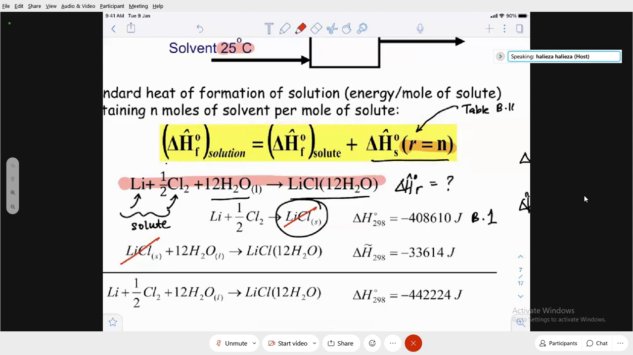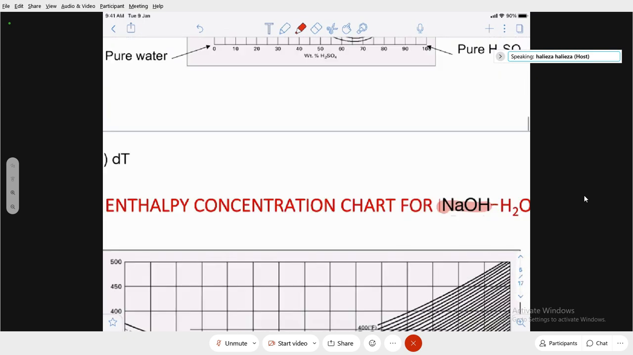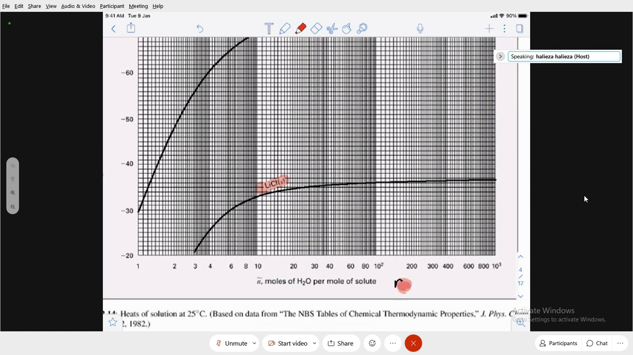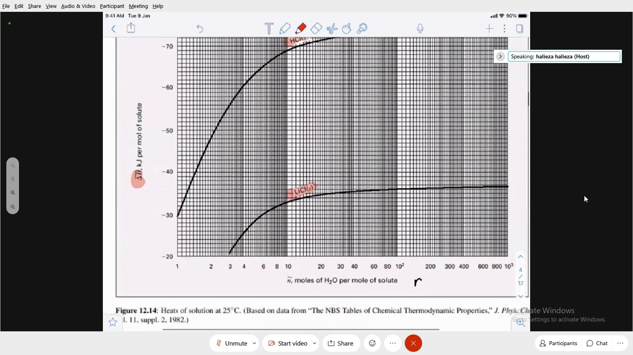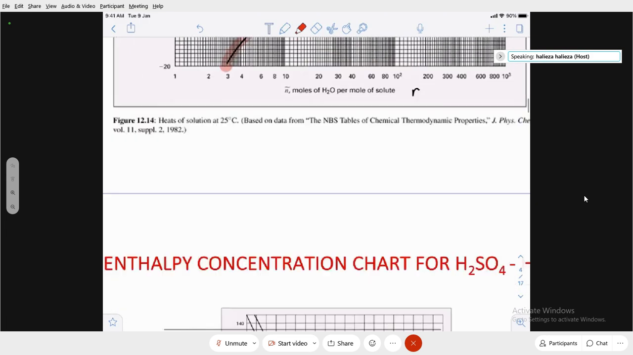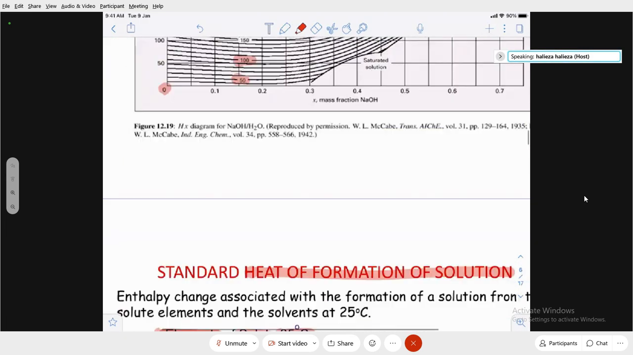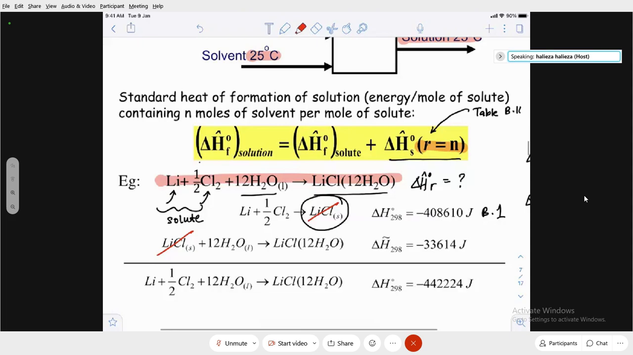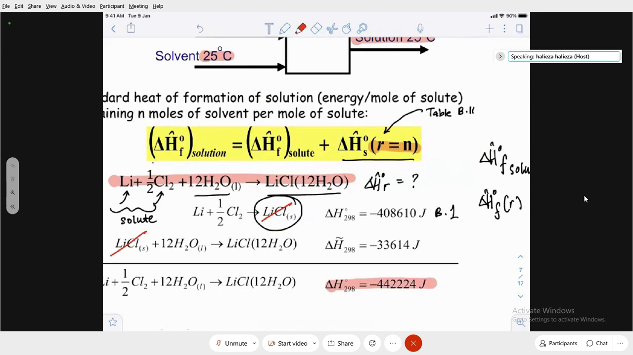So for lithium chloride, you can use this graph. Depending on the value of R, you should be able to get the enthalpy. That's the enthalpy on the left-hand side, on the y-axis. So this is your graph for lithium chloride. Based on that graph, you should be able to get your heat of solution or your heat of mixing. Once you have that value, you sum it up, and you will get your heat of formation of that solution, which for this example is your heat of reaction. So this is going to be your heat of reaction.